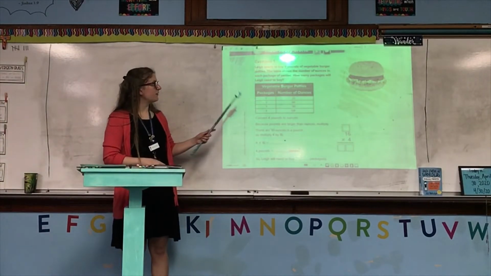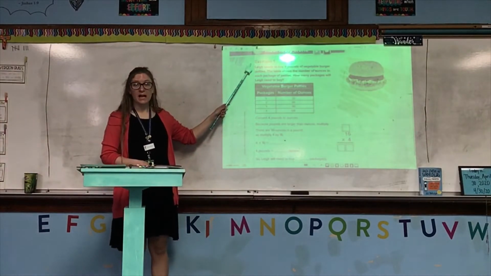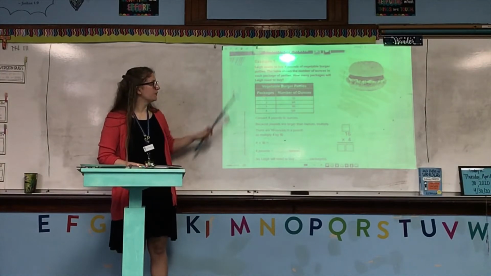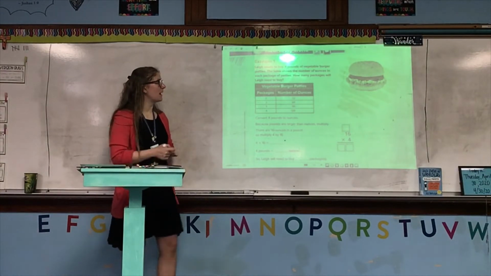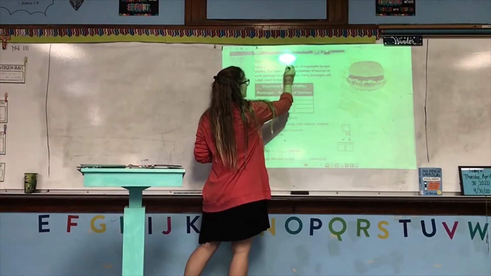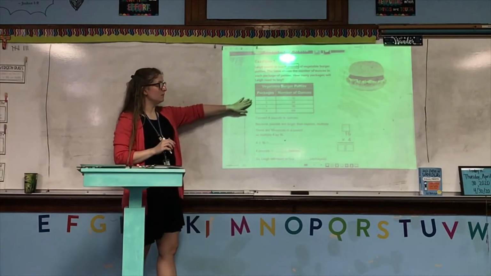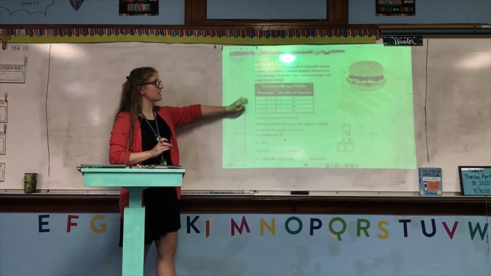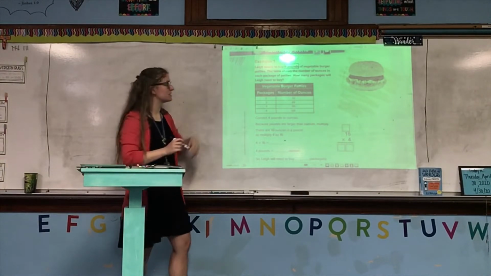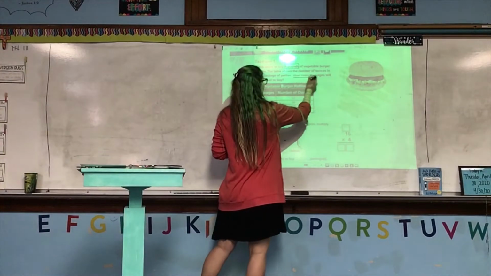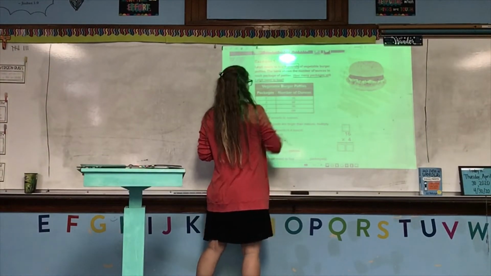Okay, everybody finger a pencil on example 1 and read in your head while I read out loud. Lee needs to buy 4 pounds of vegetable burger patties. The table shows the number of ounces in each package of patties. How many packages will Lee need to buy?